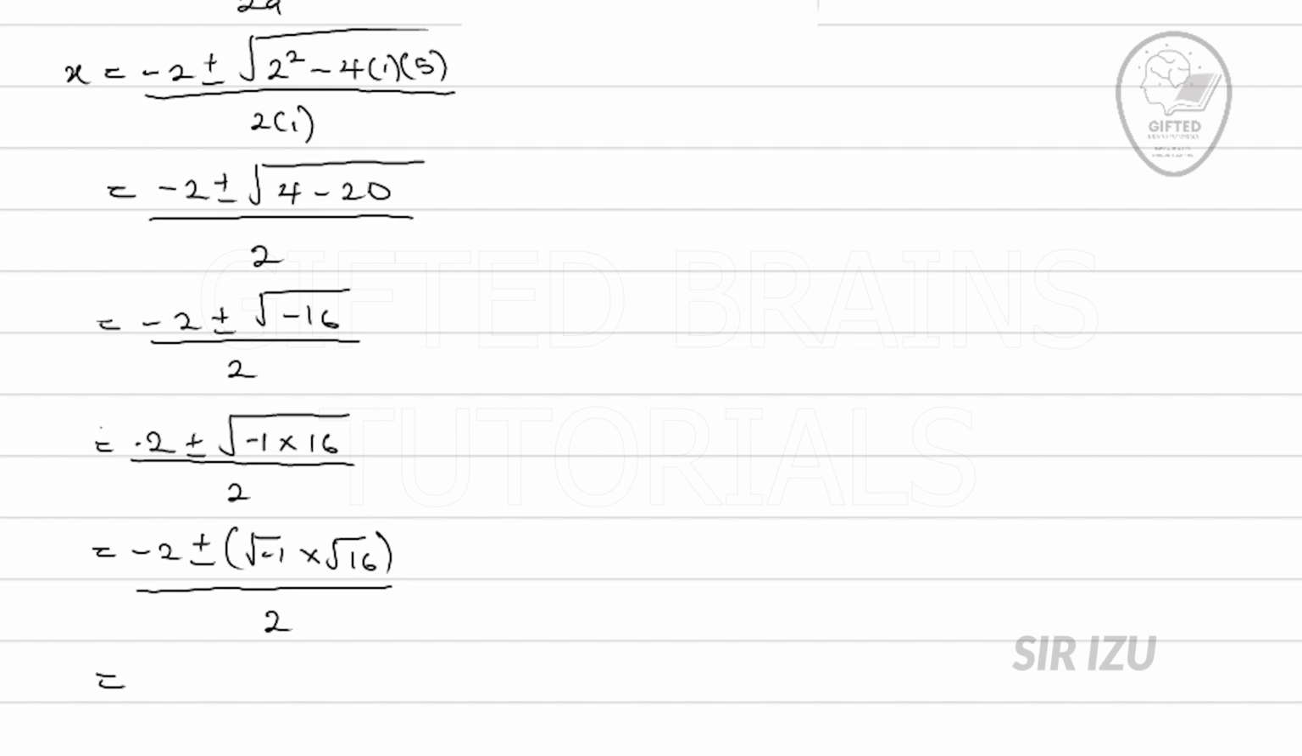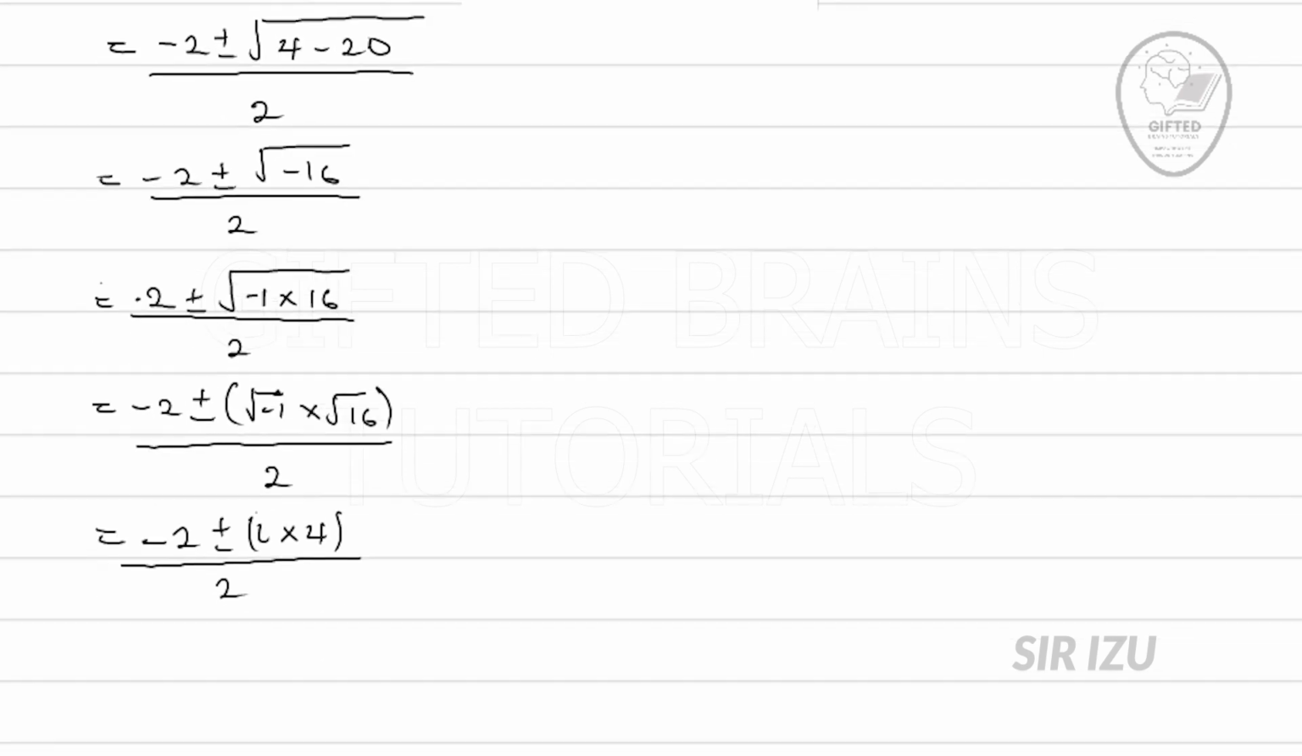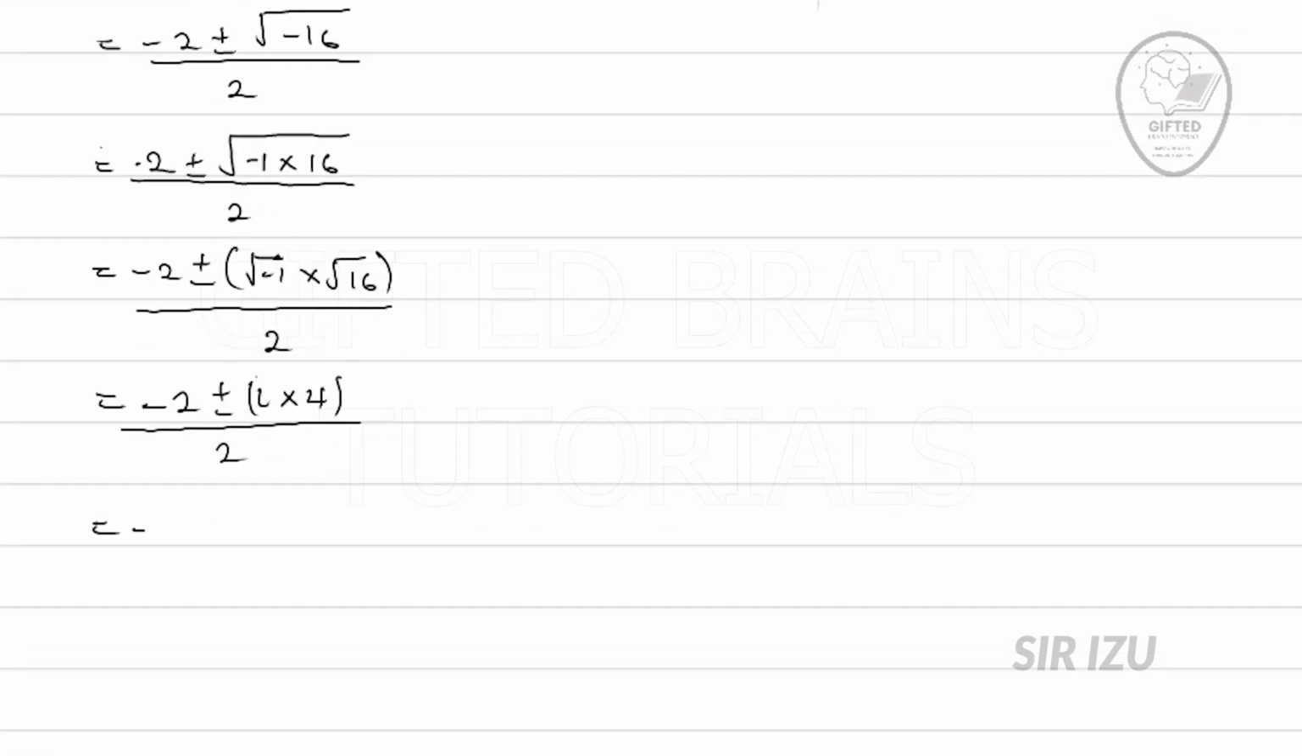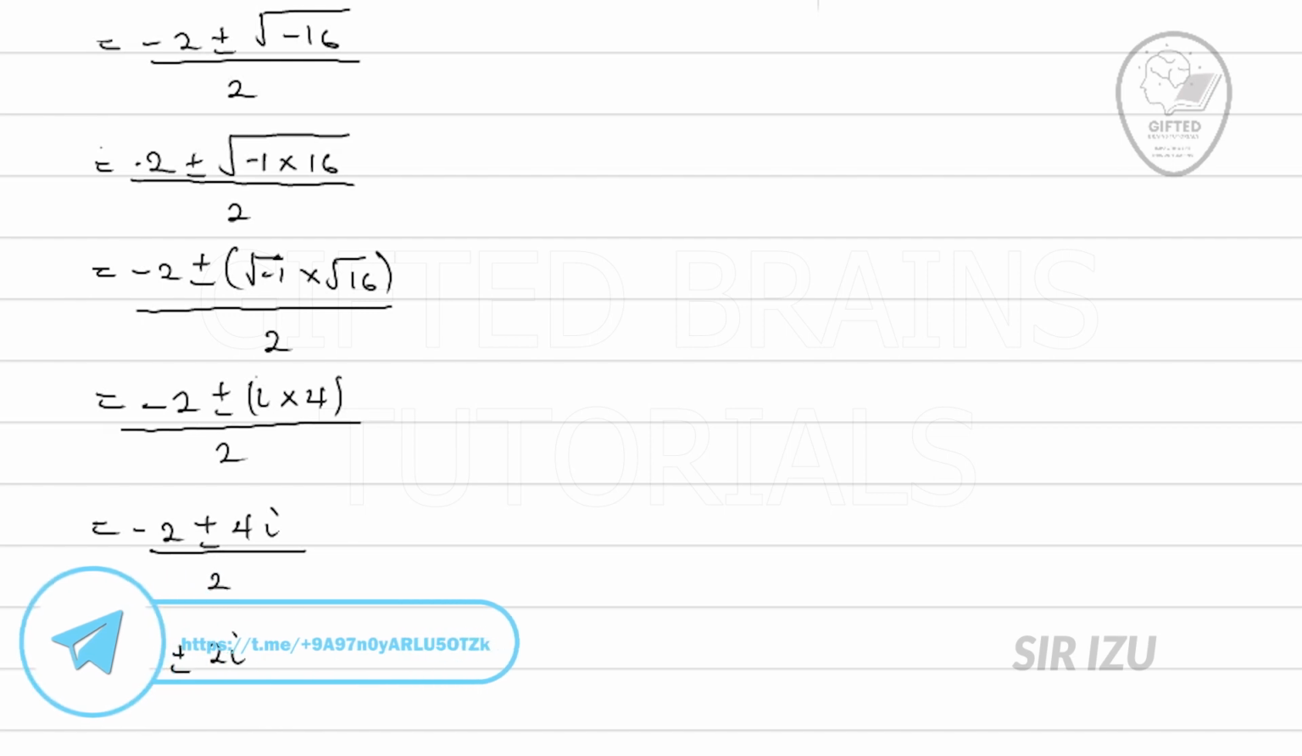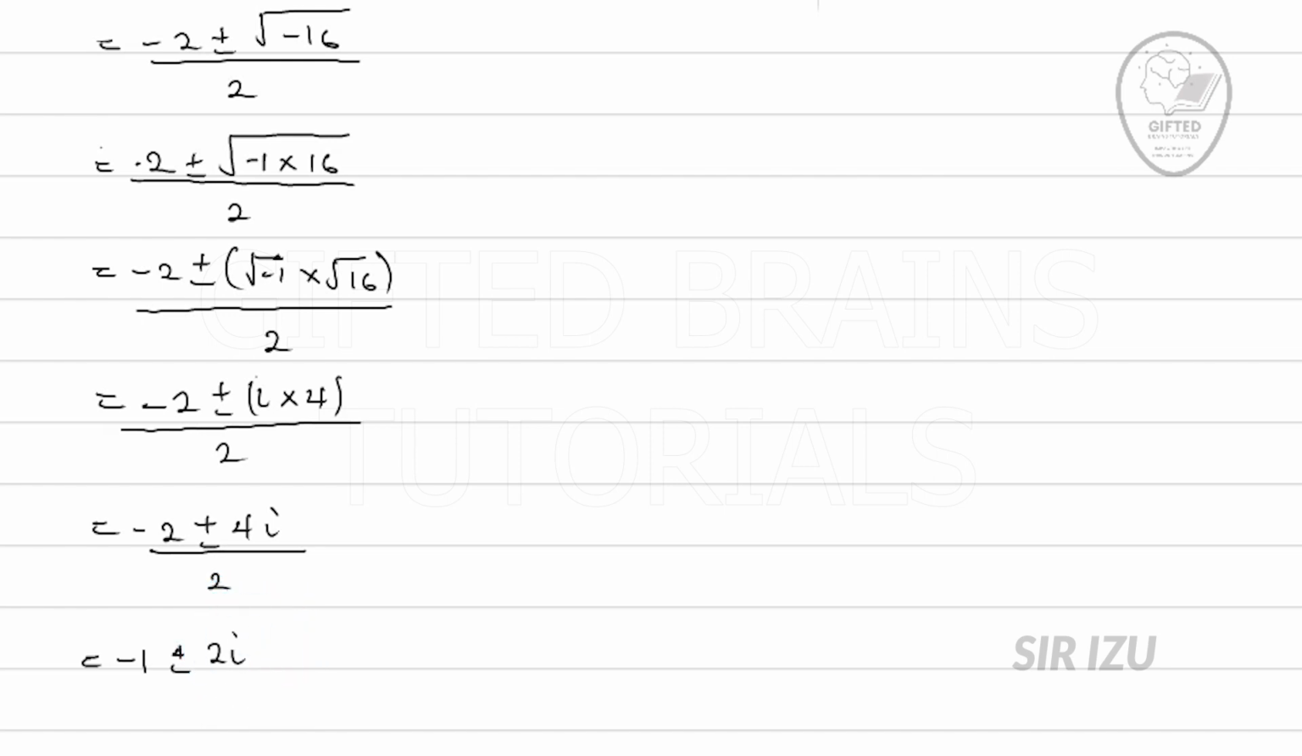To simplify, this will be minus 2 plus or minus square root of minus 1, which we've already said is i, multiplied by square root of 16, which is 4, all over 2. So at the end of the day, we have this form: minus 2 plus or minus 4i over 2. If you simplify, you will have minus 1 plus or minus 2i. That means 2 goes into minus 2 to give minus 1, and 2 goes into 4i to give 2i. So this is what we have.